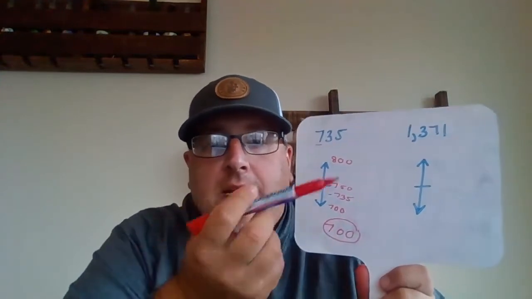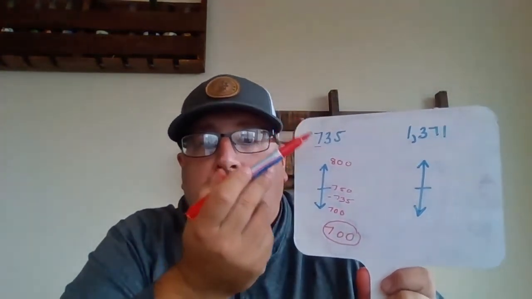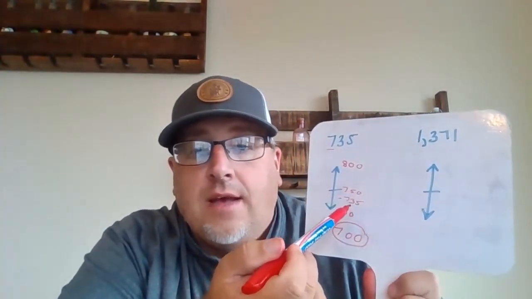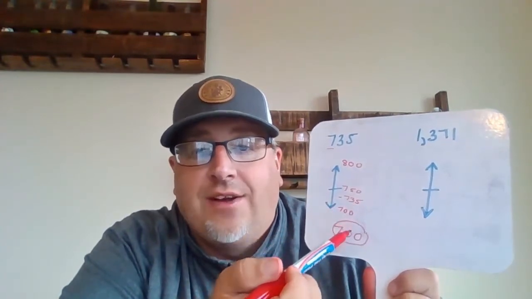Okay? We did the basic math. We said when we're looking at 7, we're going to round up to 800 or down to 700. We plotted it on our vertical lines there. We made our midpoint of 750, and then we plotted at 735. That's telling us it's closer to 700, all right?